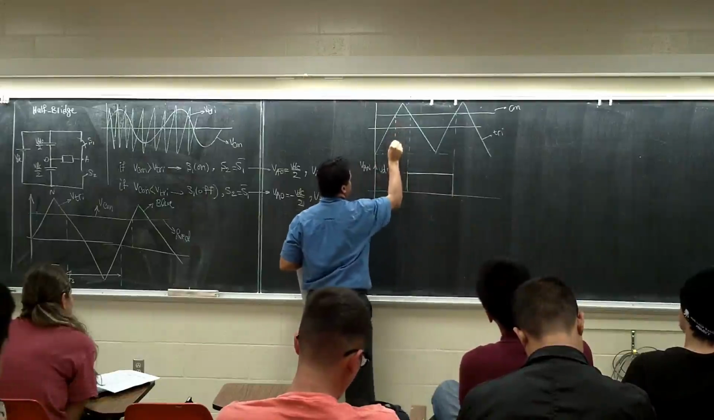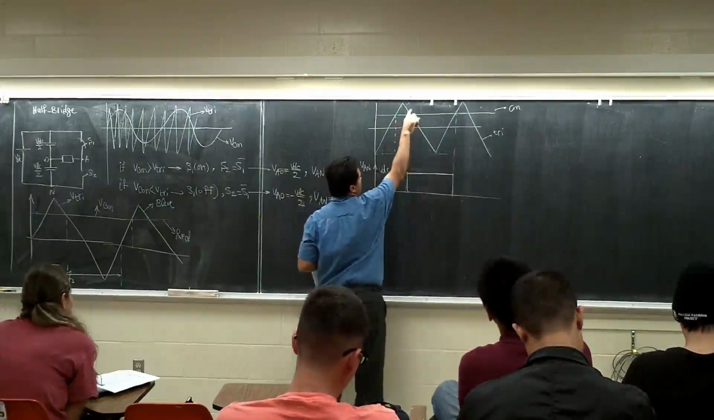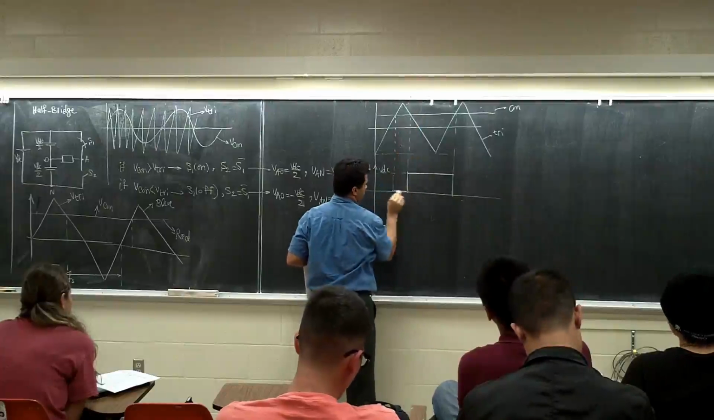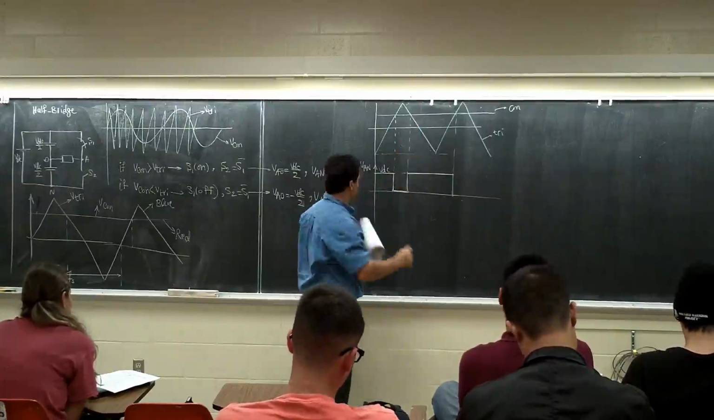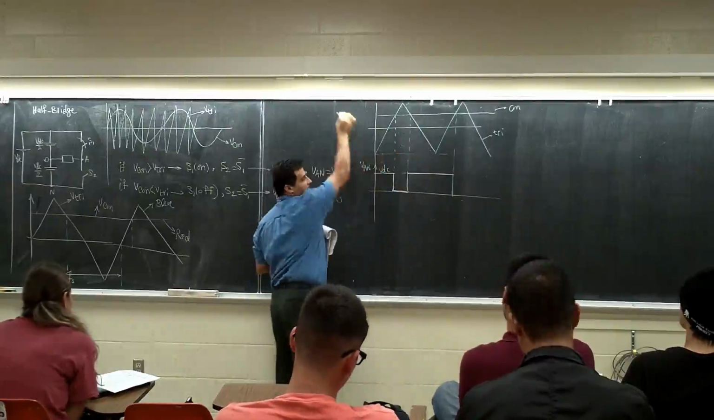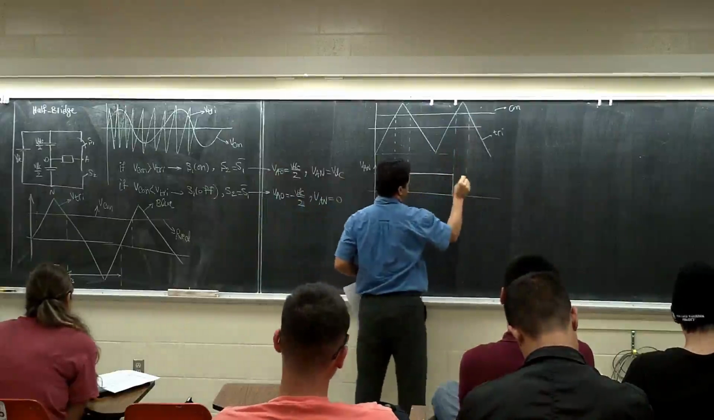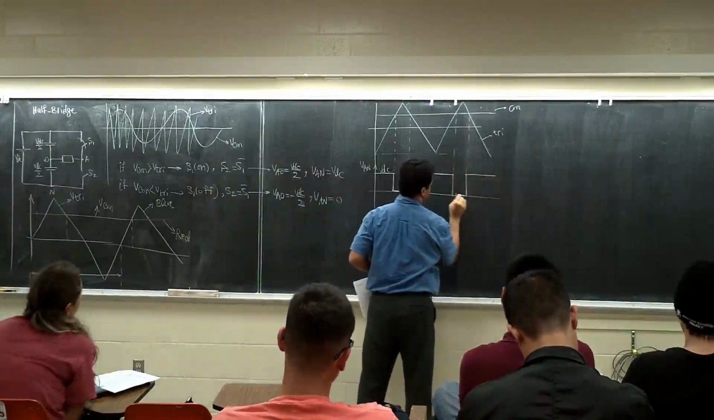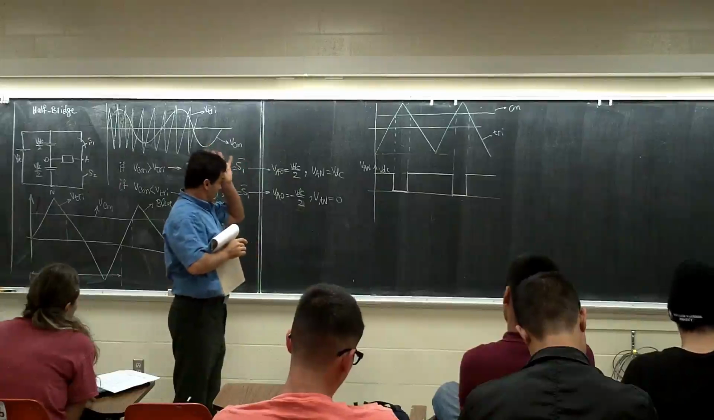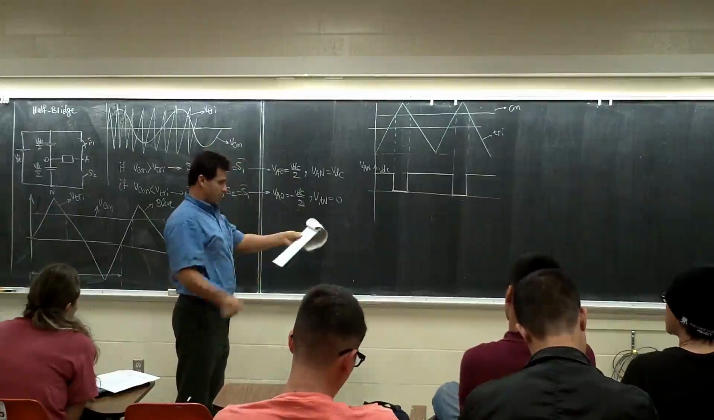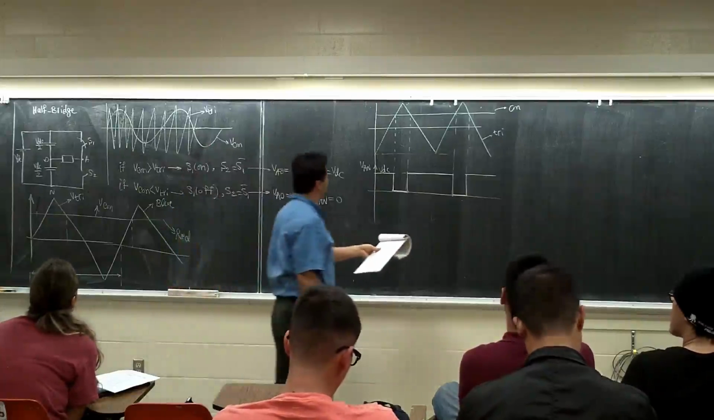And during this time, how much is the VAN? 0. Why? Because VTRI is more than V control. Again, here is on, right? And it continues because this one is going to go like this, right? And again, here during this time is off, and here again is on, right? Now, let me see how they plot this one. Let me calculate this.